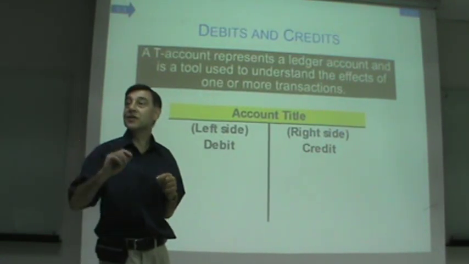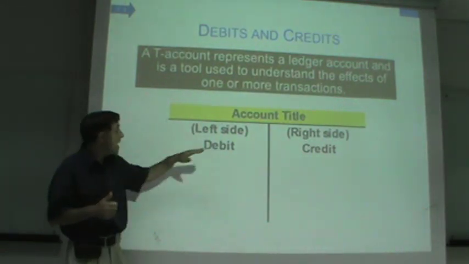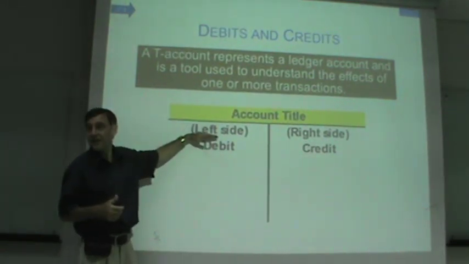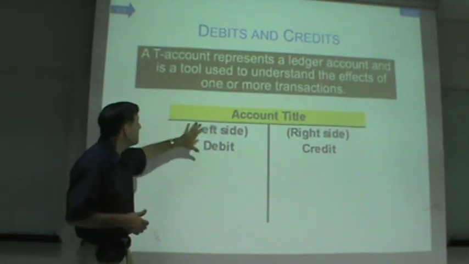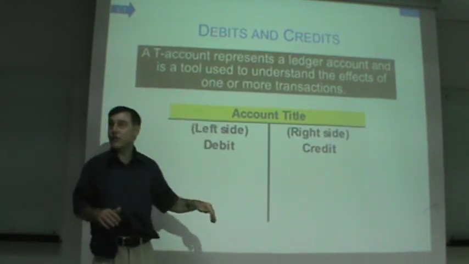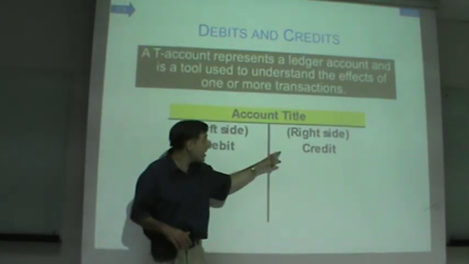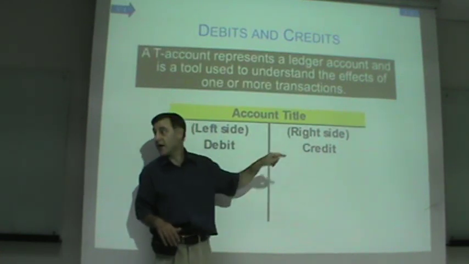Now pay attention, because if you don't understand what's debit, you're in trouble. Debit means left side, okay? Doesn't mean up and it doesn't mean down. It simply means left side. That's it. Debit is the word for left. And credit is the word for right, okay?